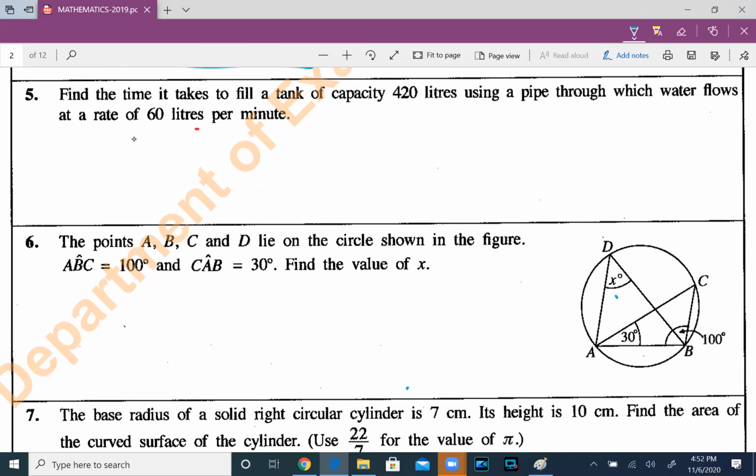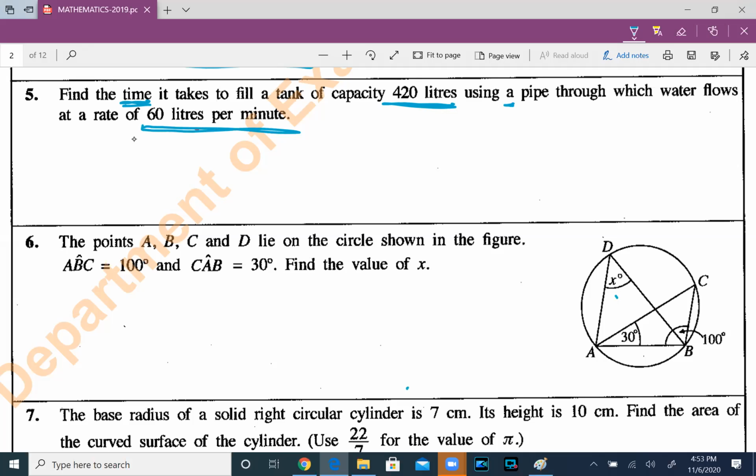So the fifth question is: find the time it takes to fill a tank of capacity 420 liters using a pipe through which water flows at a rate of 60 liters per minute. So you have to find the time to fill the tank. The capacity is 420 liters using a pipe. So only one pipe is there, through which water flows at a rate of 60 liters per minute.